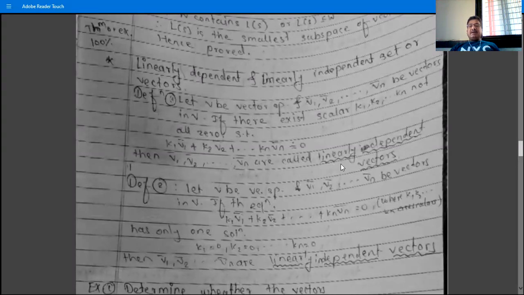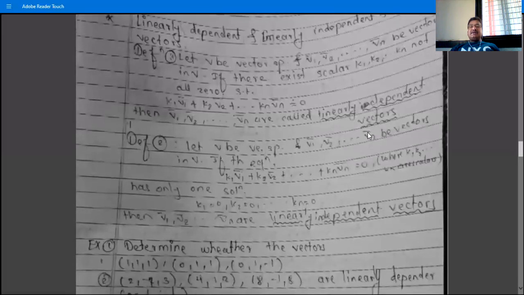Then v1, v2, ..., vn are called linearly dependent, or the set S, that is the set of v1, v2, ..., vn, denoted by, suppose, capital S, then S is called a linearly dependent set. So both definitions, of linearly dependent vectors or linearly dependent set, are the same. Just prepare the set of these v1, v2, ..., vn and denote it, suppose S, then we say that S is a linearly dependent set.